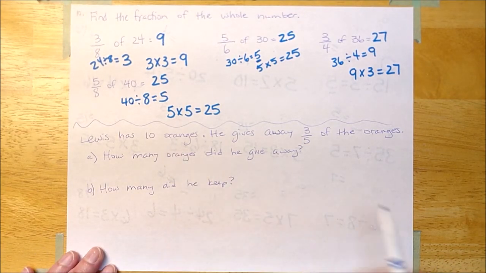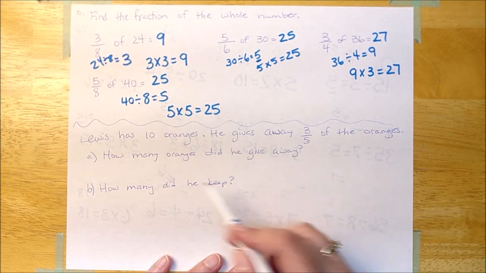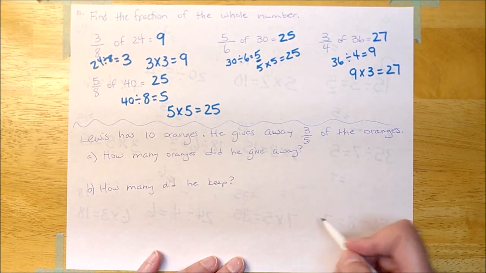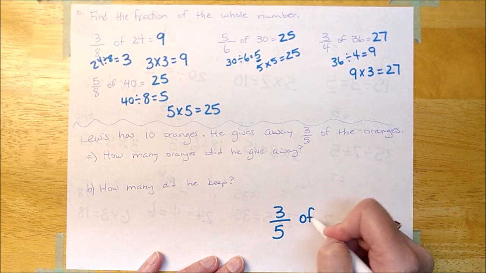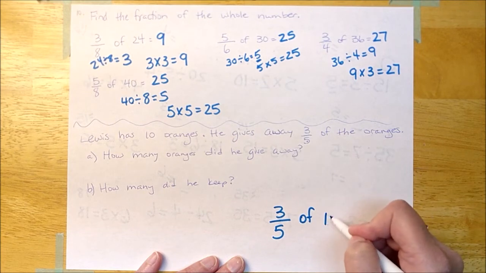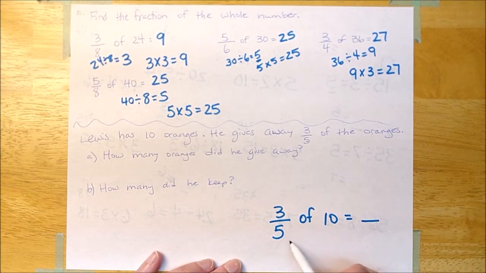Lewis had 10 oranges. He gives away 3/5 of his oranges. How many oranges did he give away? So I'm going to say 3/5, because that's my fraction, of how many oranges? 10. So how many did he give away? So 10 divided by 5 equals 2.